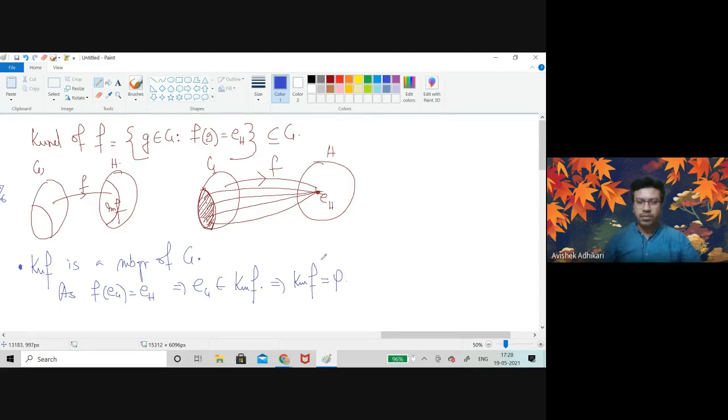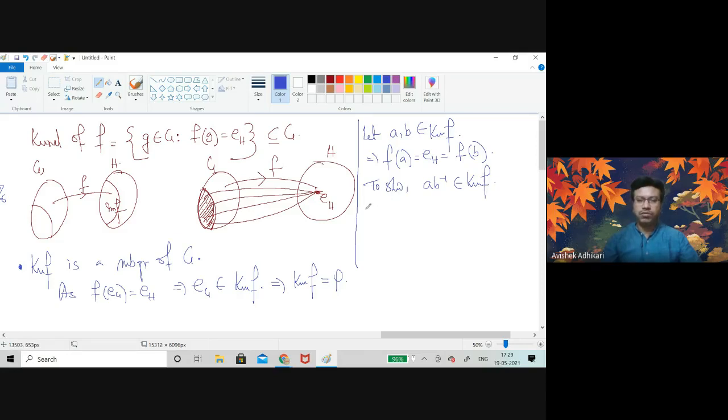Very good. Then you need to prove ab inverse, right? So take two elements a, b belonging to the kernel, so f(a) must be equal to how much? e_H. e_H equals f(b). What do we need to show? To show ab inverse belongs to the kernel of f.